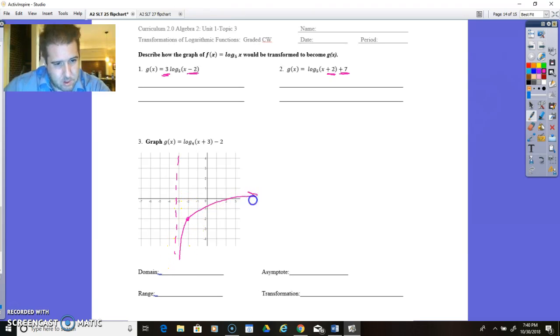So the function is going to look something like this. And the next number is going to be 4 away. Okay, so I kind of messed that up, so let's try that again. So if this is the y-intercept, then 1, 2, 3, 4, because it's log base 4.